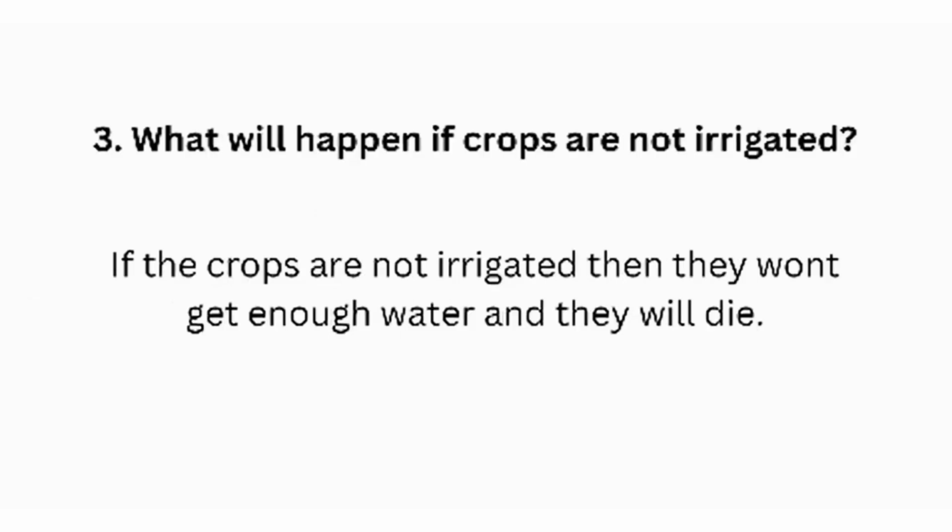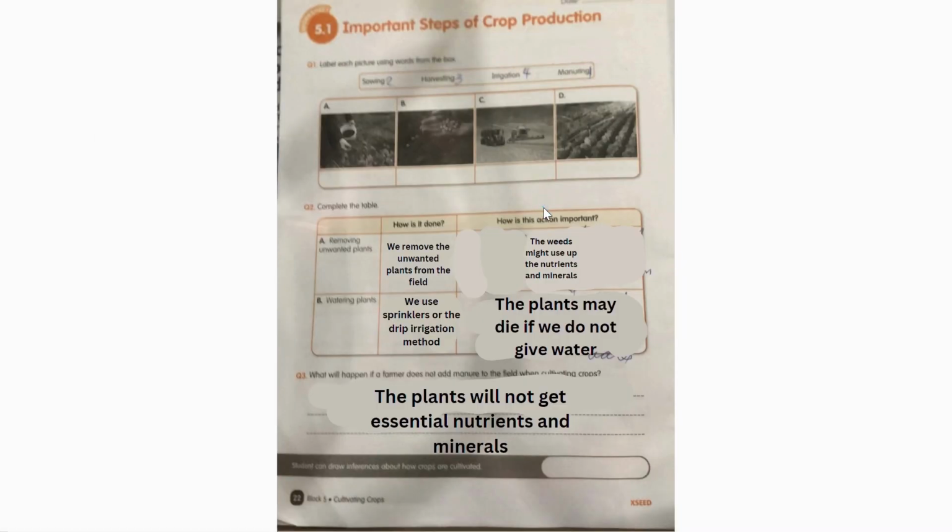3. What will happen if crops are not irrigated? If the crops are not irrigated, then they won't get enough water and they will die. Now, let us do the worksheet. Question 1. Label each picture using words from the box. A. Manuring. B. Sowing. C. Harvesting. And D. Irrigation.